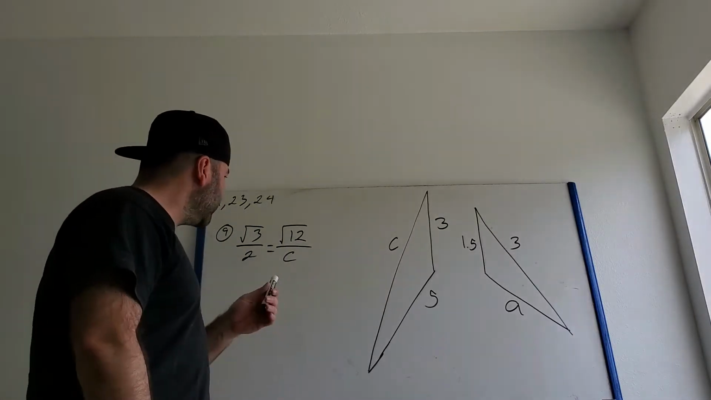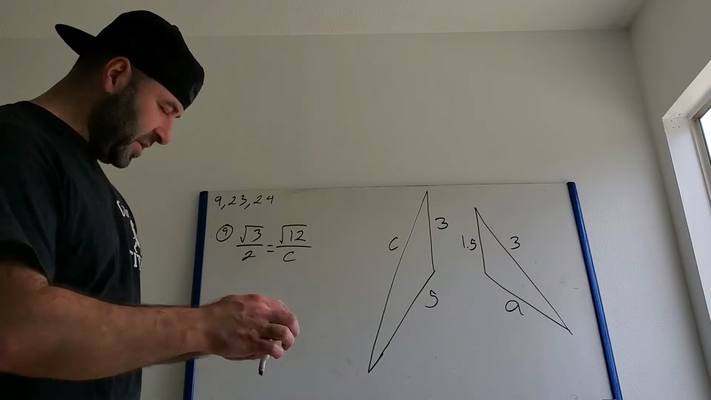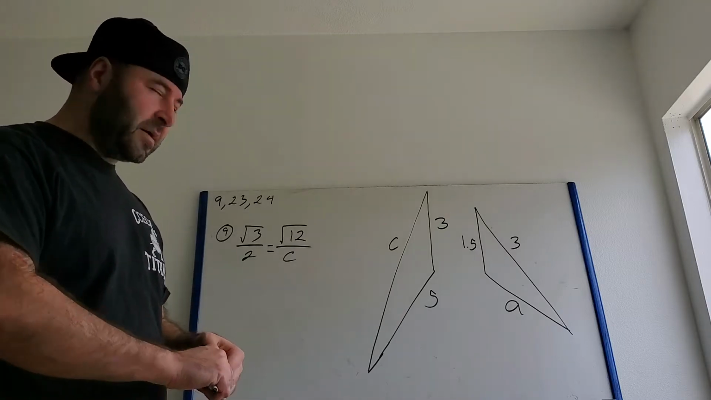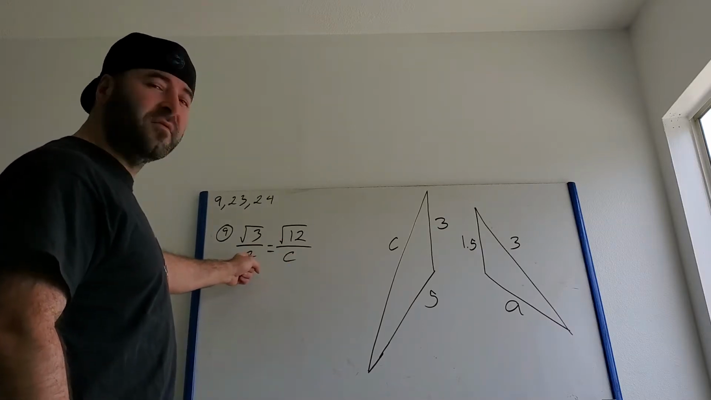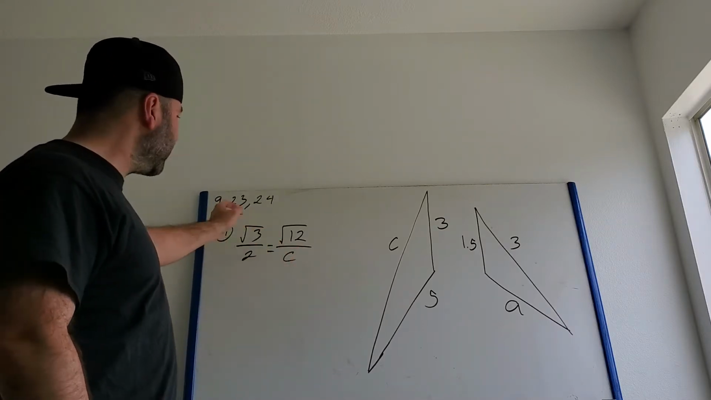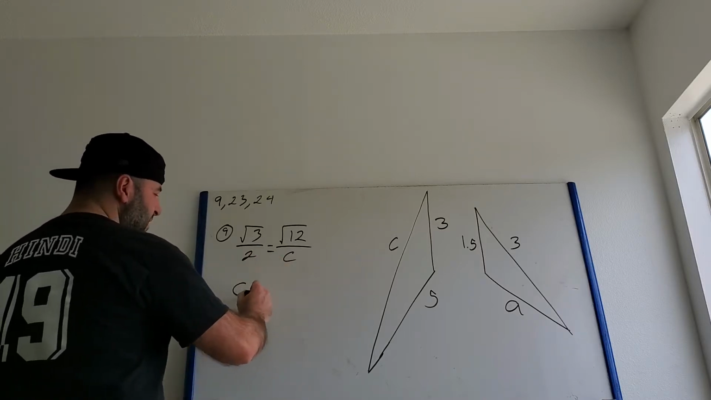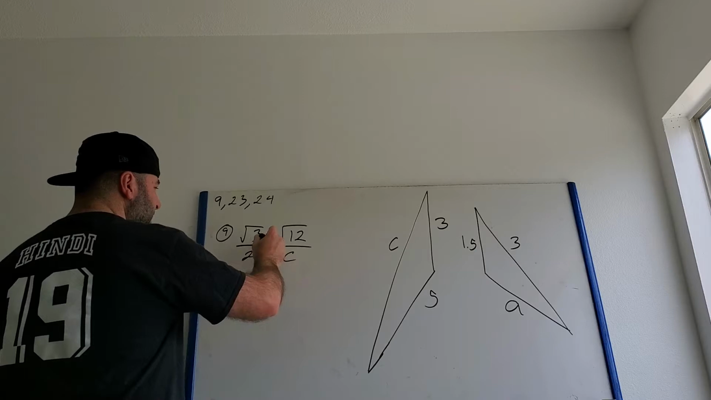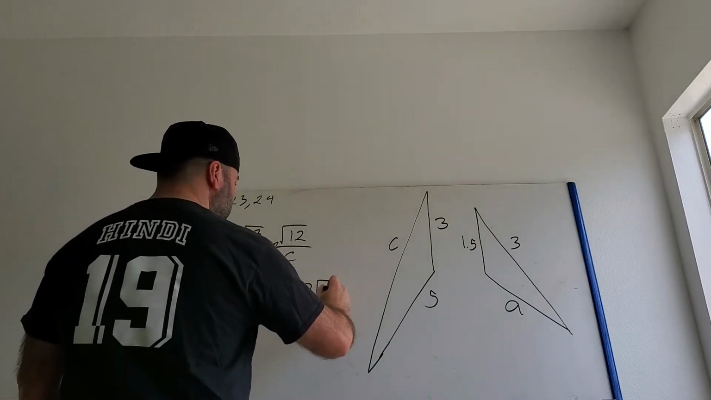So on number 9, I know the radicals are pretty scary. That's usually where you guys get tripped up. Let's go through the normal process. We have one fraction equal to another fraction, so we're going to cross multiply. When we do that, we get c radical 3 is equal to 2 rad 12.